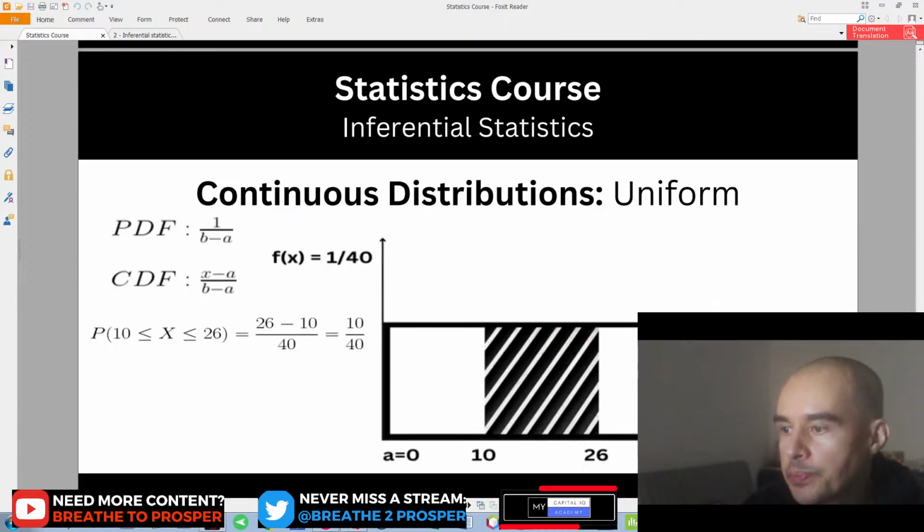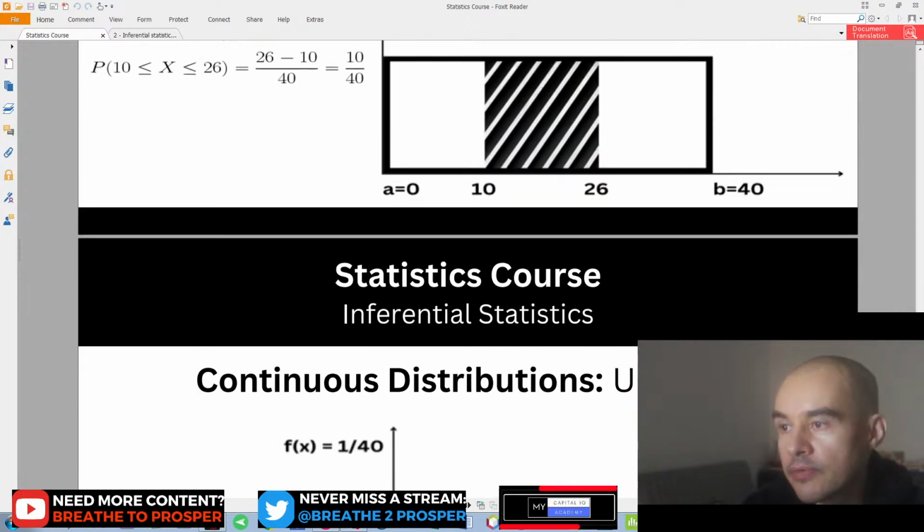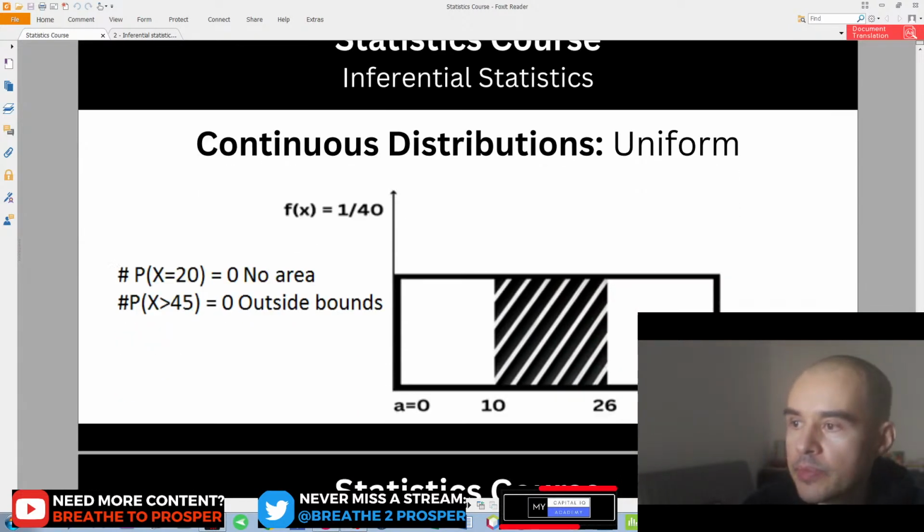Okay? Let's say we have another example here. Let's say we have the probability of x being between 10 and 26. So a is equal to 0, b is equal to 40. So it's literally 26 minus 10 divided by 40, you have 16 40ths. Notice here that because we're dealing with a continuous distribution, when you say something like x equals 20, there's no area, it's 0, because we are dealing with a continuous case.